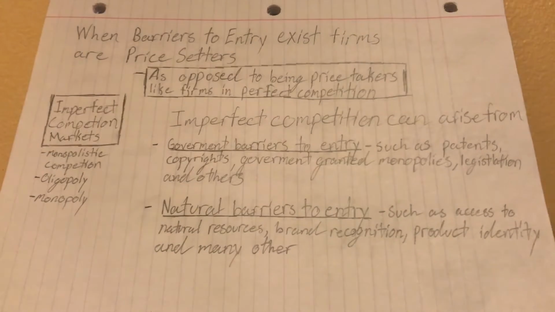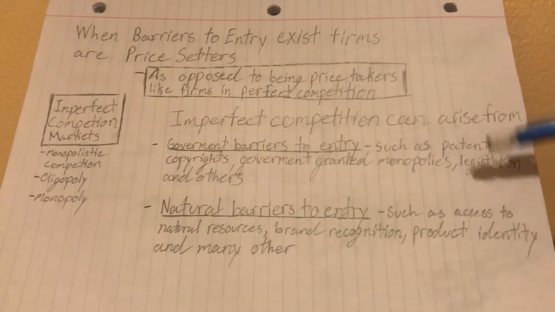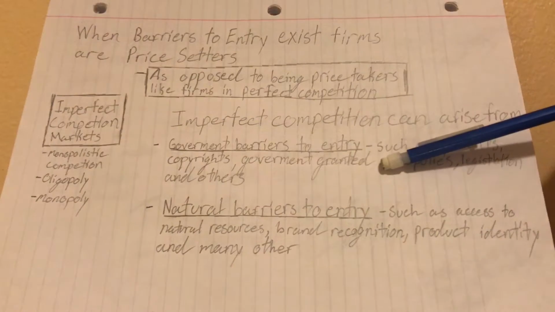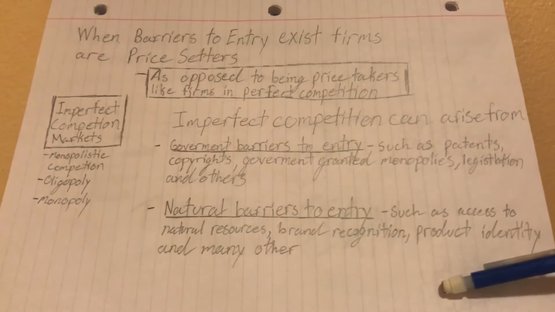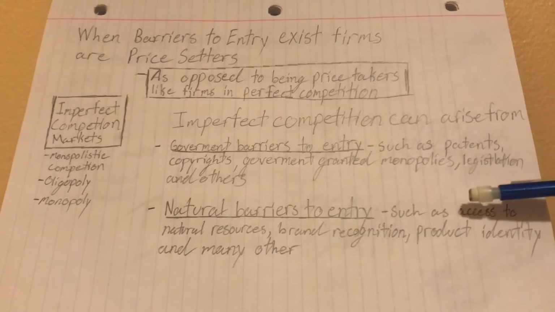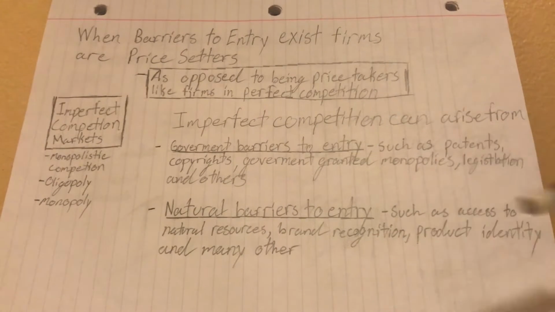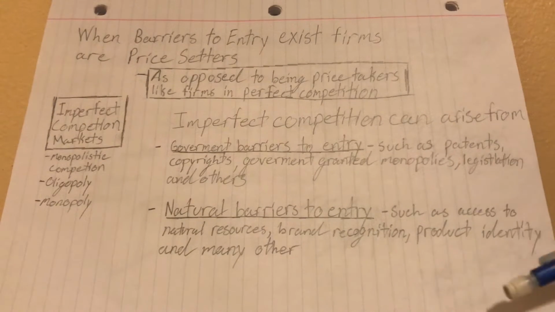Imperfect competition can arise from different types of barriers to entry, such as government barriers to entry or natural barriers to entry. Government barriers to entry can be copyrights and patents, government legislations, and even government granted monopolies. Natural barriers to entry are much more like brand recognition and customer loyalty.